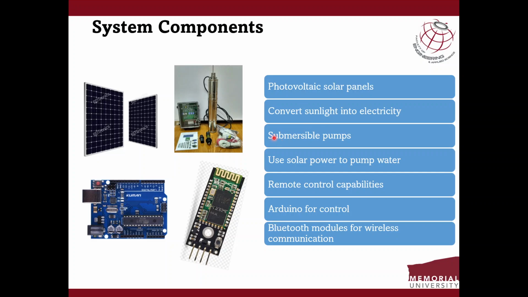And here are our system components, what things we need. Here is our solar pump. This is a PV panel. This is an Arduino Uno, and this is the Bluetooth device for the remote control system.